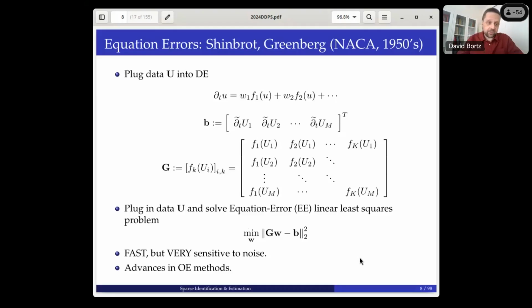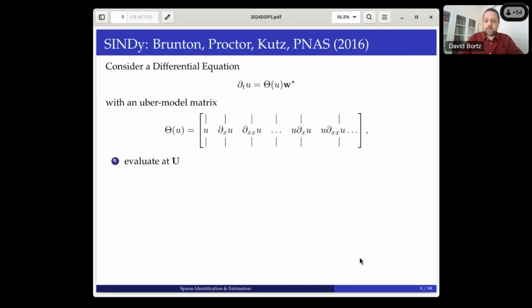And by the year 2000, it was pretty much dormant. So that's where we were for quite a while. And then there was a paper in 2016 in PNAS that is the SINDy method, right? The sparse identification of nonlinear dynamics.